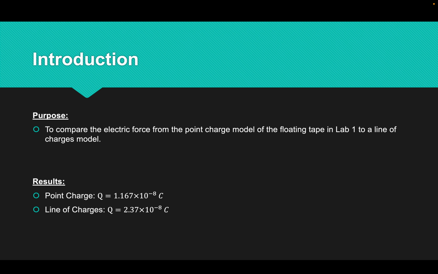So here's the introduction. The purpose of the lab was to compare the electric force from the point charge model to the floating tape in Lab 1 to a line of charges model. As we can see down below, those were the results. The charge for using the point charge model was found to be 1.167 times 10 to the negative 8 coulomb. And for the line charge model, it was found to be 2.37 times 10 to the negative 8 coulomb.